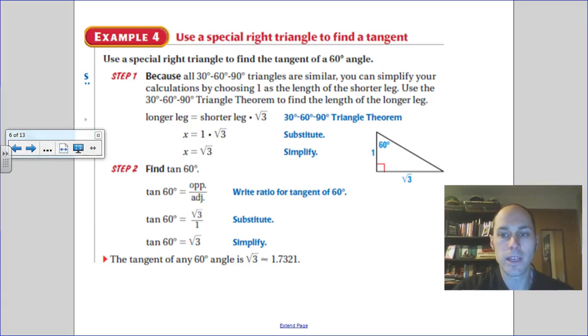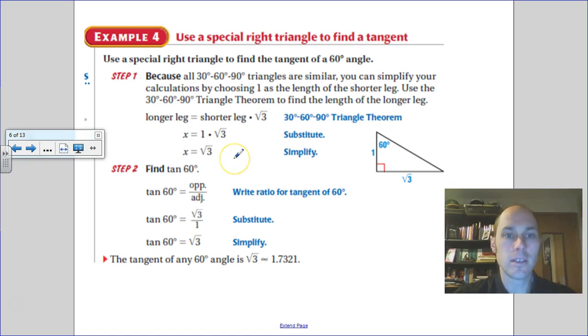So we get those ratios on our calculator. Here's how we can figure out the exact ratio. Let's say we have one of those special 30, 60, 90 triangles that we talked about last lesson. We know that the shorter leg times the square root of 3 gives us the longer leg. And we know that the hypotenuse is double that.